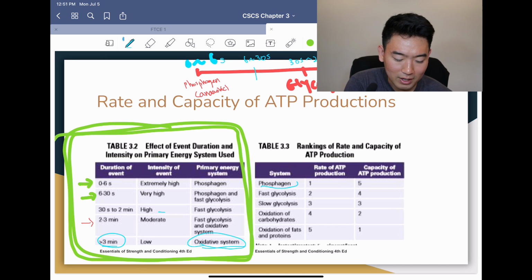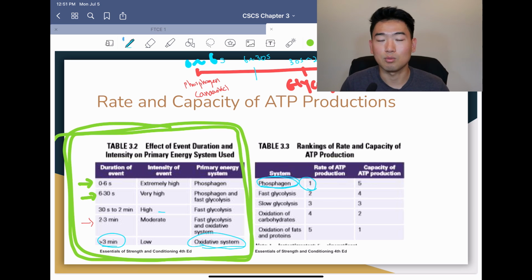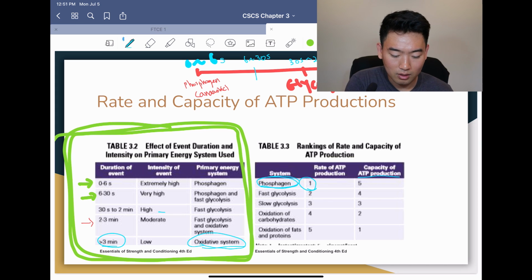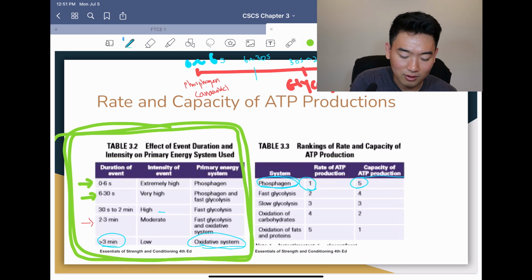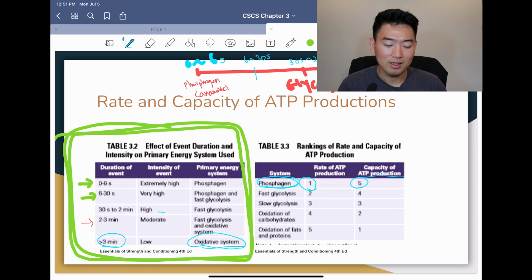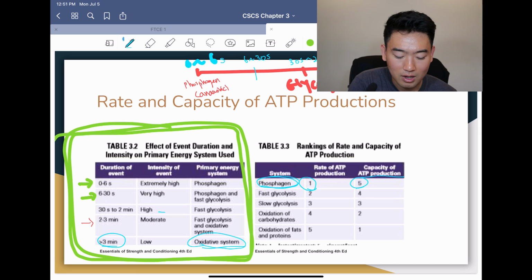But for the phosphagen system, which is right here, the rate of ATP production is ranked number 1. So it means that it can generate ATP the fastest. But the capacity of ATP production, meaning how much ATP it can create, is ranked number 5. So you see what I mean by, yes, it can generate ATP very fast, but the amount of ATP it can generate is the lowest out of all the systems here.